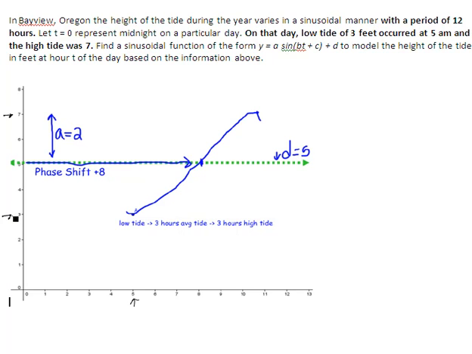From this information, we can ascertain that D, our average value, is given by 5 feet, or halfway between the high and the low. We can also then ascertain that our amplitude A is given by 2 feet, or 2, because the maximum deviation from the average value to the high tide and low tide is 2 units.